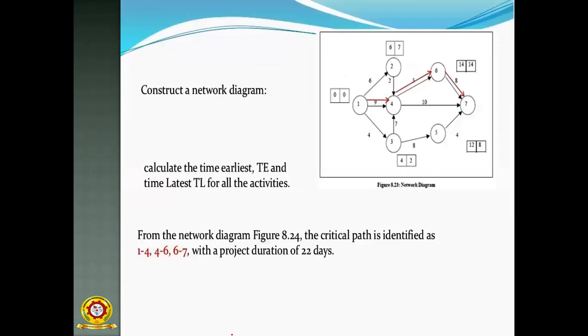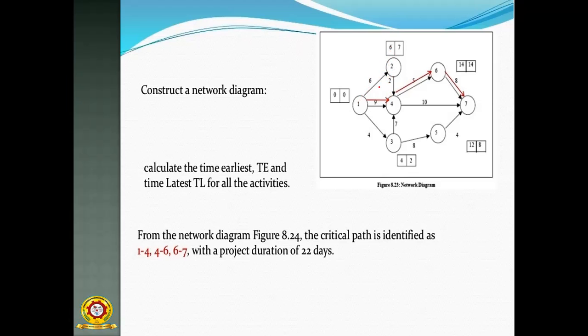Just remember it like this. First, initially TE and TL are 0. For every problem, initially TE and TL are 0, because the first event is the starting event. Then after that, TE1 is 6 after completing the first one. Then 6 plus 2, that means 8. Then after that you have to add.